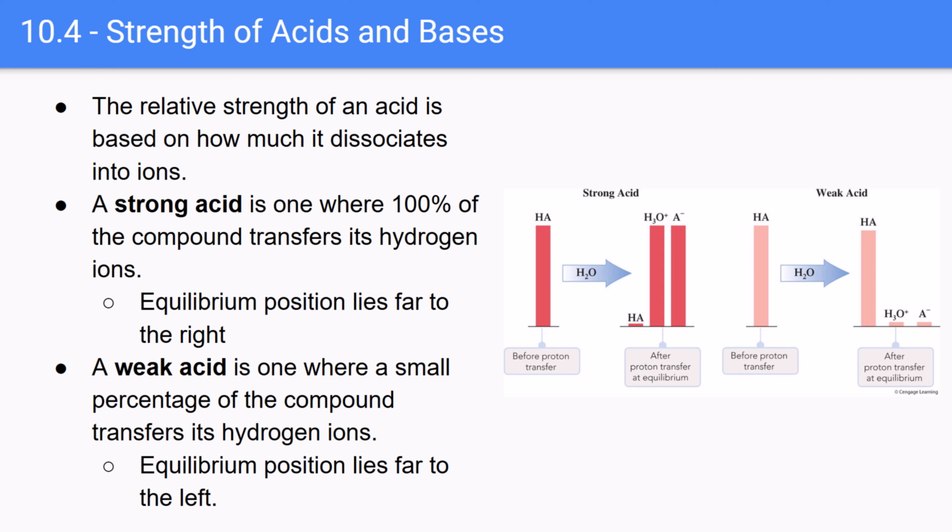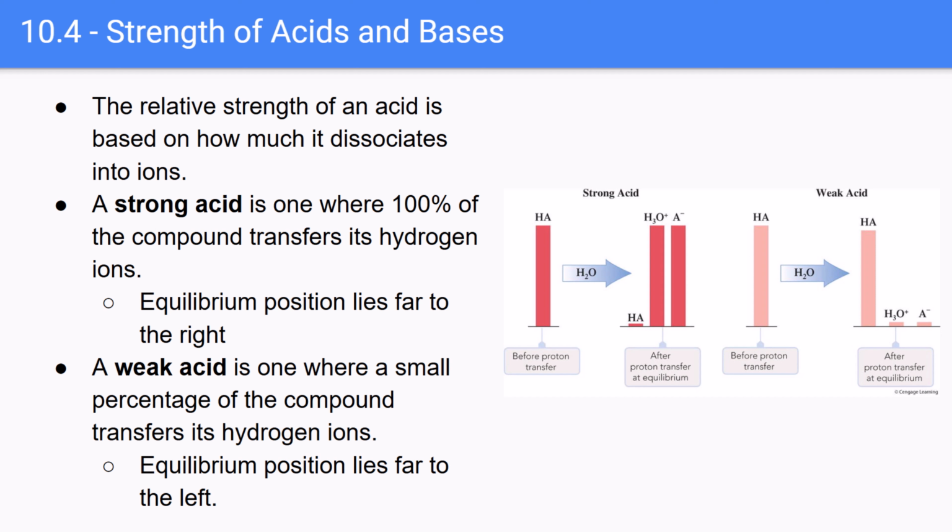Now, the relative strength of an acid is going to depend on how much it dissociates into its ions. All right, the strength of an acid is not correlated to how quote-unquote dangerous it is or how many hydrogens are available on the molecule before it dissociates. It just simply matters how much of it dissociates. A strong acid is one where 100% of the compound transfers its hydrogen ions. And if we think about equilibrium, if all of my reactant becomes product, that tells me that equilibrium lies really far to the right because we have a significantly higher number of products than we do reactants.